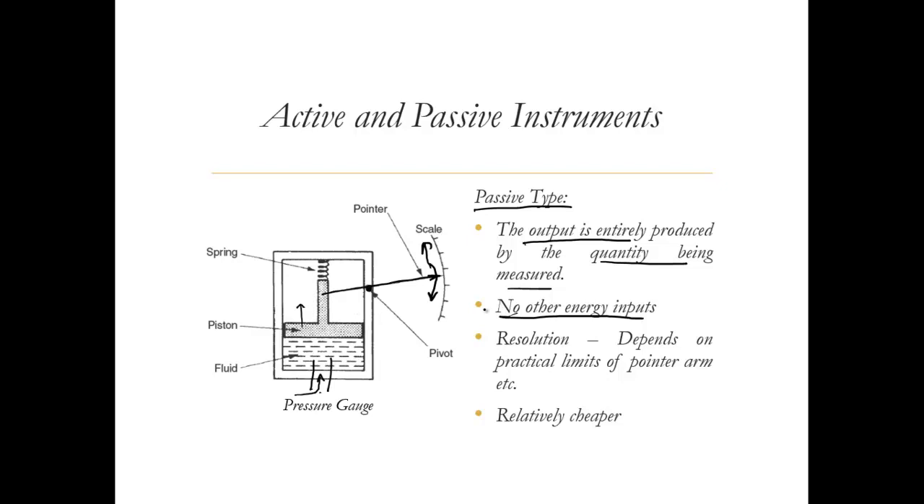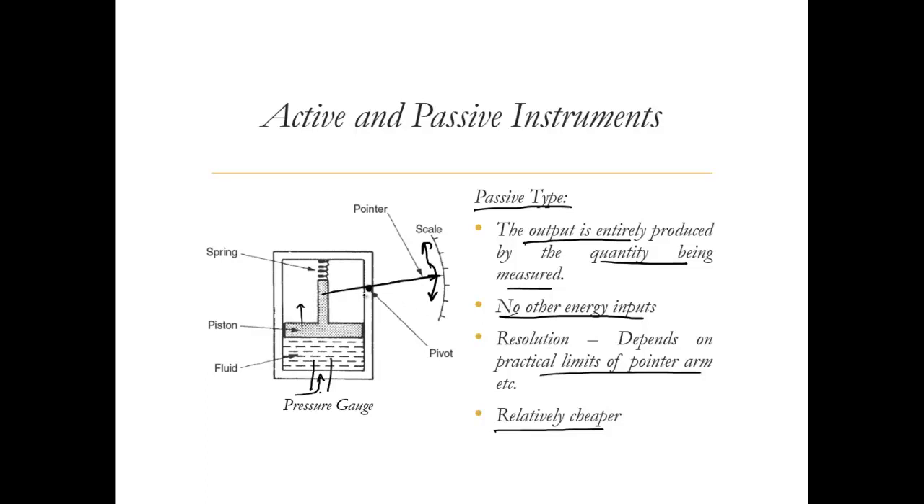In this case, the resolution would depend on the practical limits of the pointer arm and the quality of the spring. All right, and these are generally cheaper because we don't have any external source of energy. This is just a piston and a spring and a pointer that we need to put in to make such type of instruments. But the main difference is that this is cheaper and the active ones are expensive. The main difference actually lies in the resolution.